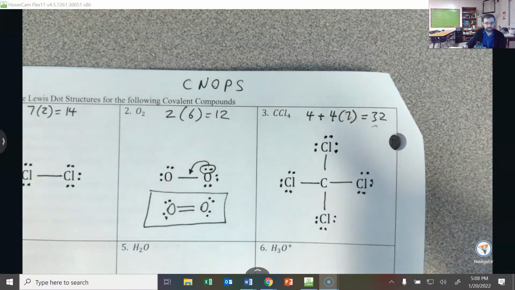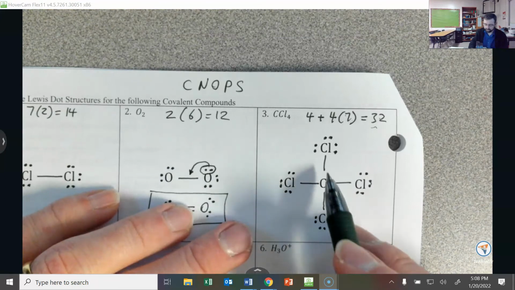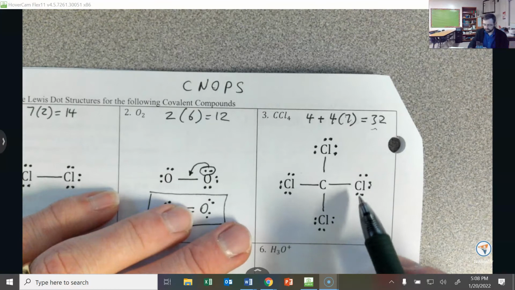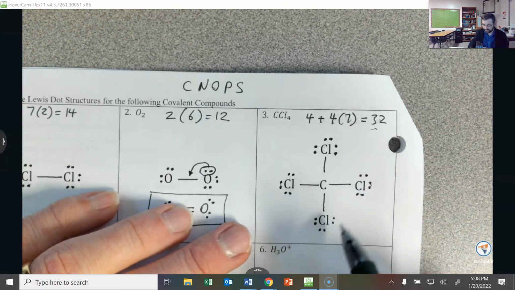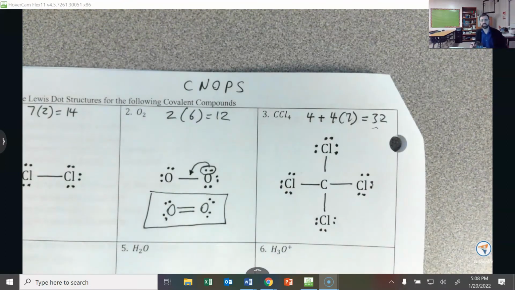What's left is to check and make sure that every atom in the molecule is happy. So carbon has 2, or I'm sorry, let's start with carbon. Here we are, 2, 4, 6, 8. And then each of the chlorines has 2, 4, 6, 8, and so on. You get the point.